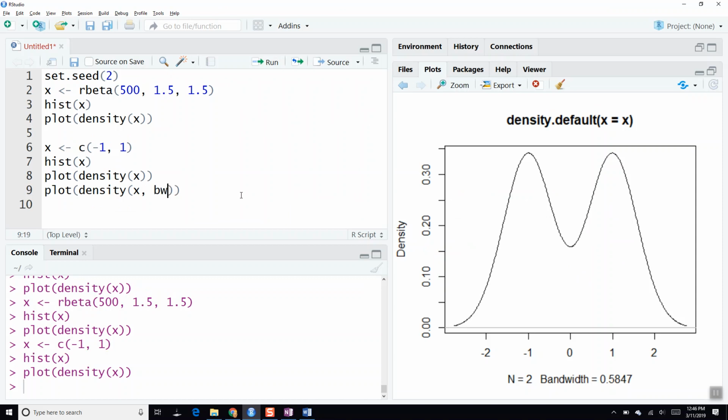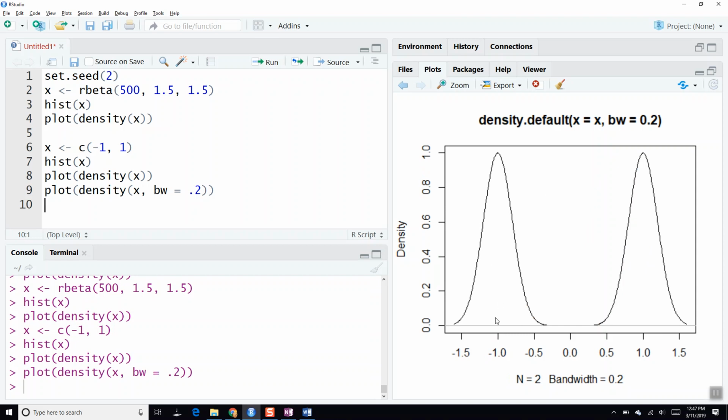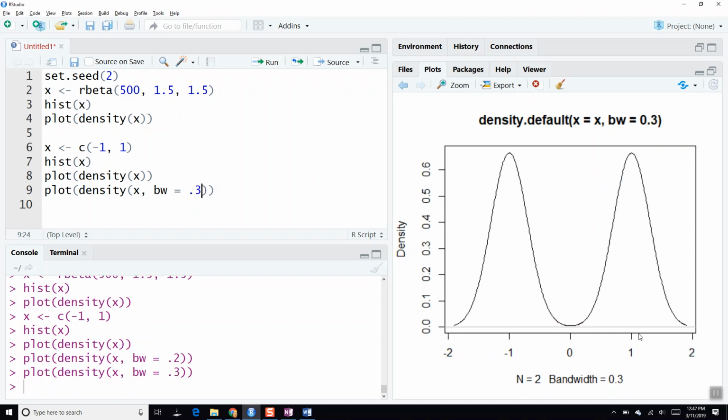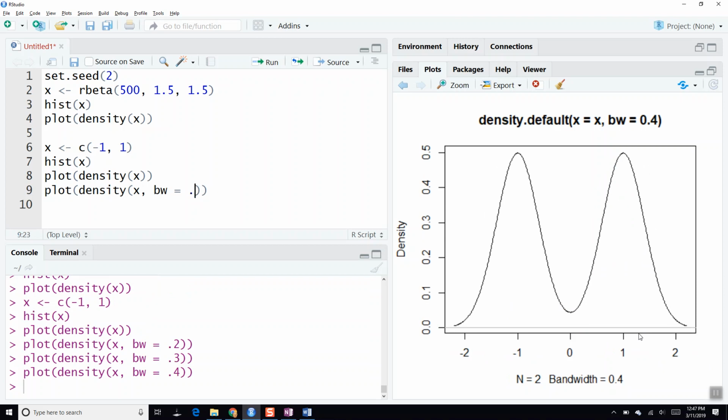One option is the bandwidth, and I could choose something like 0.2. By default, R has a calculation method for what bandwidth to use. If I do bandwidth 0.2, that's going to drop a narrower stack of sand. We can see the stack centered at -1 and the stack centered at 1. As I increase the bandwidth, these get wider until they start to overlap.